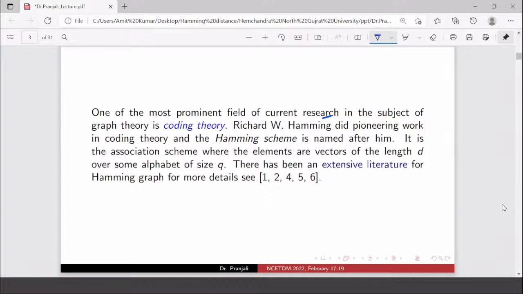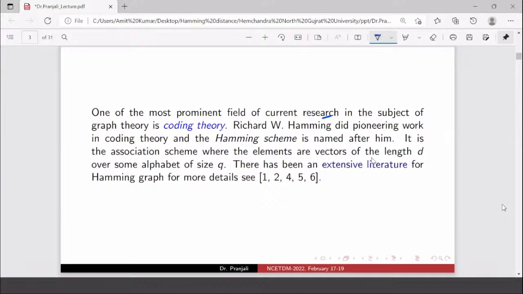Okay, sir. So we are using the virtual platform at each stage for the last 2 years. Even transactions have become digitalized. We are receiving the OTP, and this OTP is a very secret code. So if you share it with someone, it may cause harm. So the most prominent field of the subject of graph theory is coding.